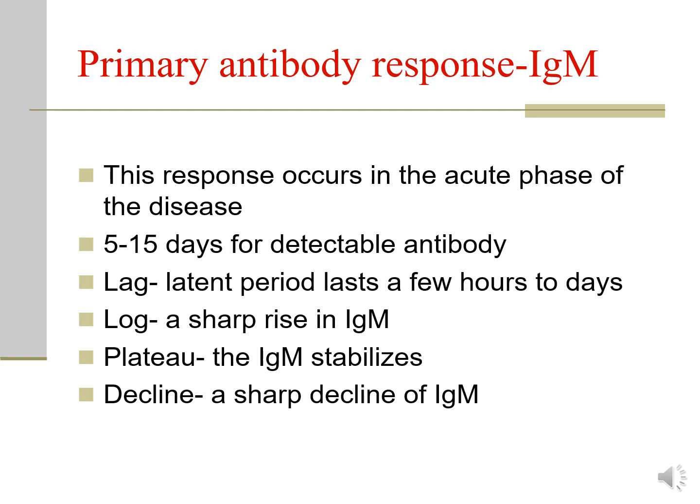So as I go through these on the next 2 slides, you may want to just draw this out. So a primary antibody response involves IgM antibody. This response occurs in the acute phase of the disease. An antibody is detectable in serum or body fluids about 5 to 15 days later. In the lag phase, this period lasts for a few hours to days, so it's a pretty fast lag phase or a short lag phase. In the log phase, there's a sharp rise in IgM antibody. In the plateau phase, the IgM stabilizes, but it doesn't plateau for very long, and then there's a decline, and there is a sharp decline of IgM in the primary antibody response.